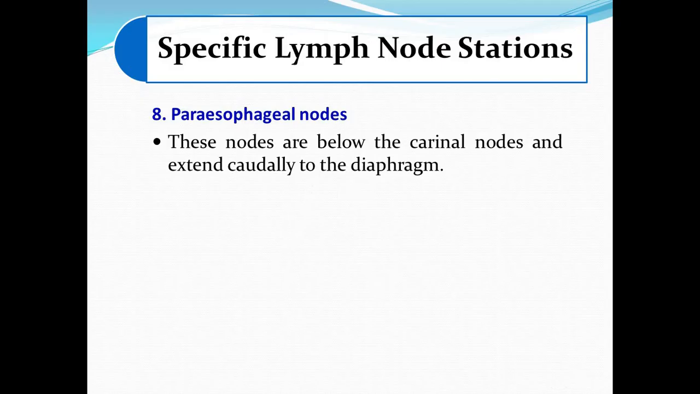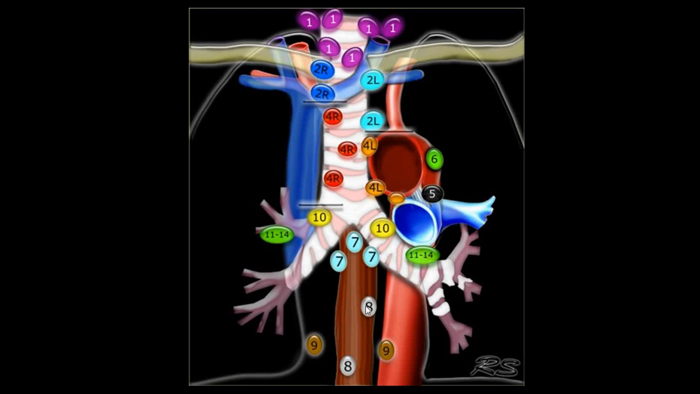The 8th station is the paraesophageal. These ones are below the carinal nodes. We knew what is the inferior margin of subcarinal nodes, right? So inferior to this margin and around the esophagus are the paraesophageal lymph nodes. These ones. This is the lower border of the subcarinal lymph nodes. So from here, inferiorly, around the esophagus, are the paraesophageal.